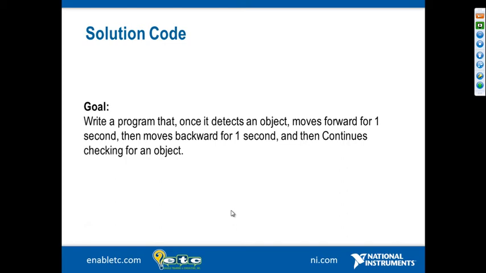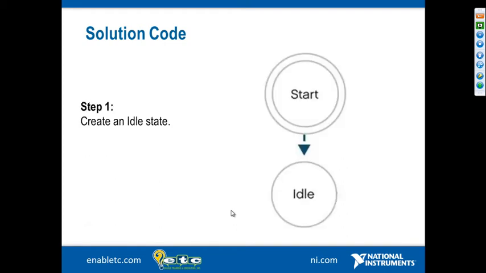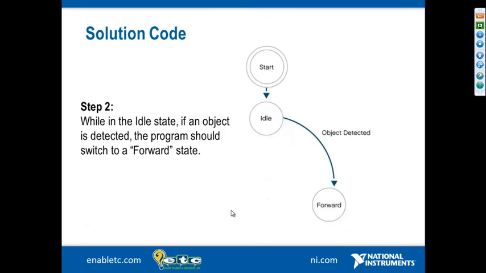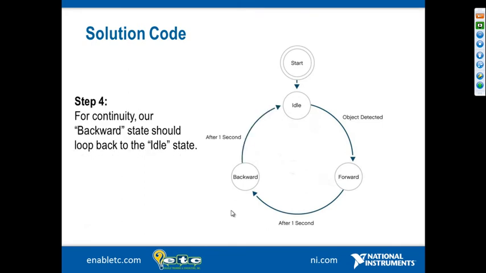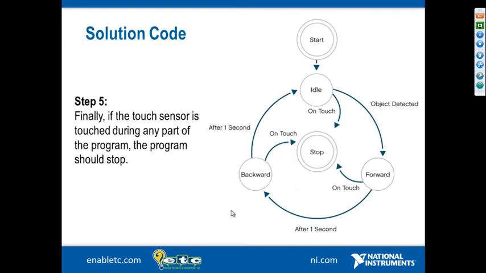One of the most important steps in writing code is envisioning the state diagram. And we discussed in several steps the idea that we started off the program by going to an idle state. And then the idle state, when an object was detected, would move into the forward state. And then the forward state, after a second, would move into the backward state. Finally, after a second, the backward state would then transition into the idle state. And the last piece of this programming puzzle was that when a touch sensor was pressed in any one of the states, the whole program would go to a stop.